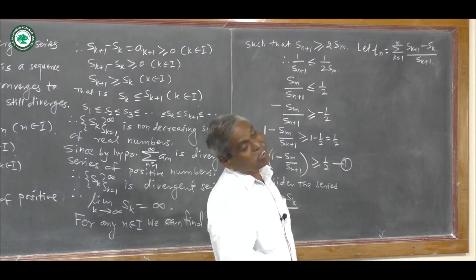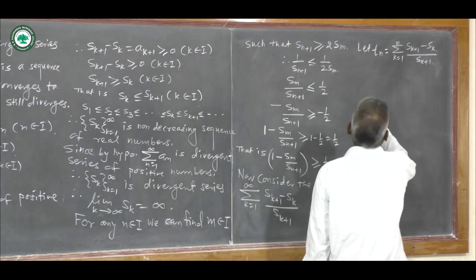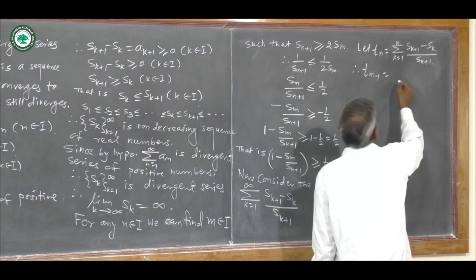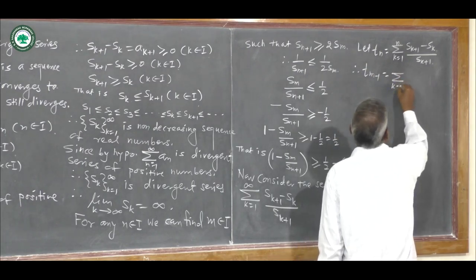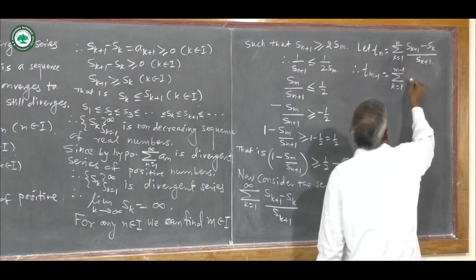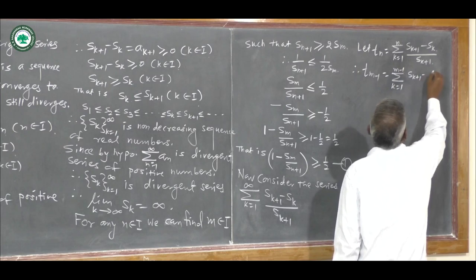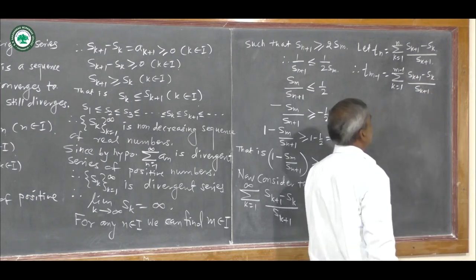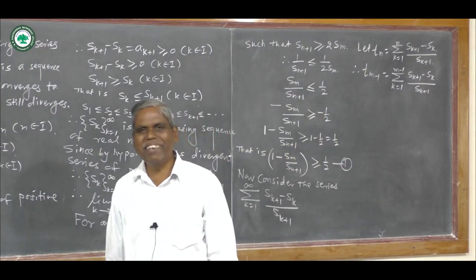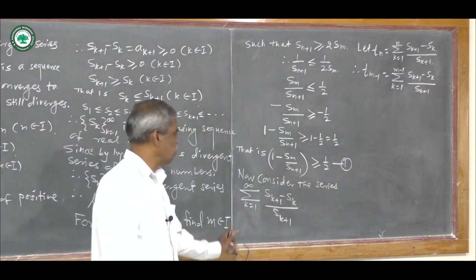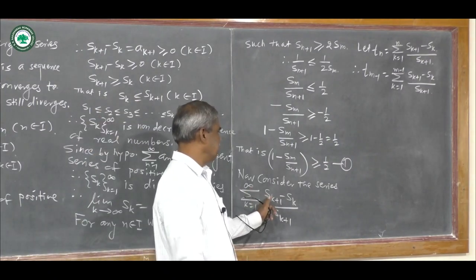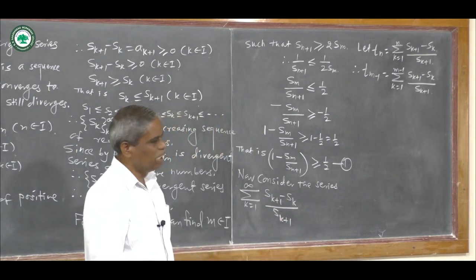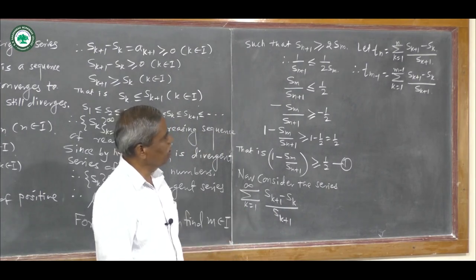Therefore, T suffix m minus 1 is equal to summation k is equal to 1 to m minus 1 of (s suffix k plus 1 minus s suffix k) upon s suffix k plus 1. T suffix n is the partial sum of the series summation k is equal to 1 to infinity of (s suffix k plus 1 minus s suffix k) upon s suffix k plus 1. T suffix n is the nth partial sum of this series.